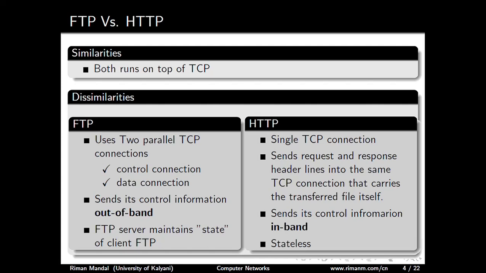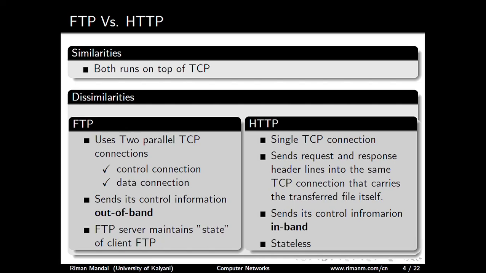HTTP is using a single connection. What does a single TCP connection mean? That means in the request or the response, the message is itself within that particular request or response. But in case of FTP, the TCP connections are different. For control, we use a control connection. For data, we use a data connection. What is a control connection? This is basically the information or the commands that we are giving. So for commands, we use one connection, and for data, we use another connection.